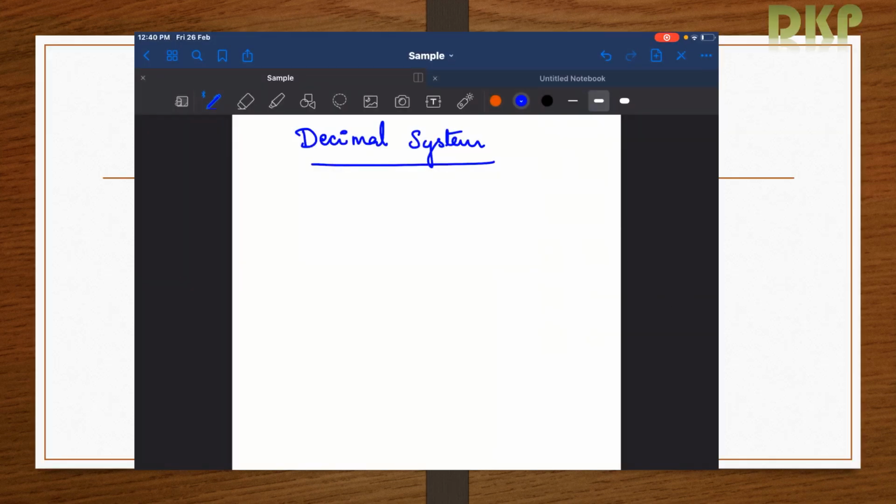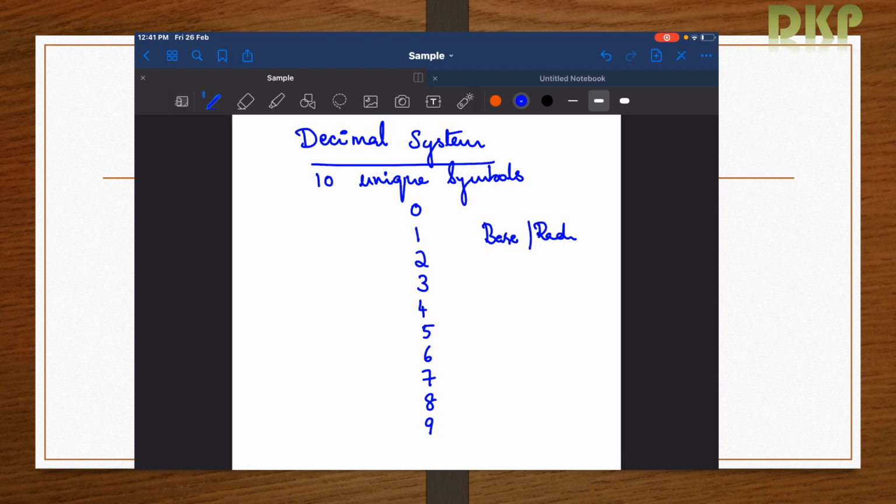The decimal system contains 10 unique symbols. Which are the 10 unique symbols? 0, 1, 2, 3, 4, 5, 6, 7, 8 and 9. So these are the 10 unique symbols. And its base or radix is 10.